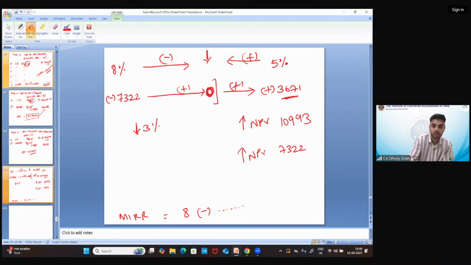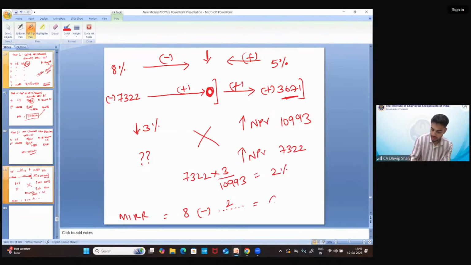This is my stop point. This is not my stop point. So I want my NPV to increase by 7322. So how much must the rate fall? Cross multiply: 7322 multiplied by 3 divided by 10,993. That is nearly 2%. So 8 minus 2, so my MIRR comes to 6%.